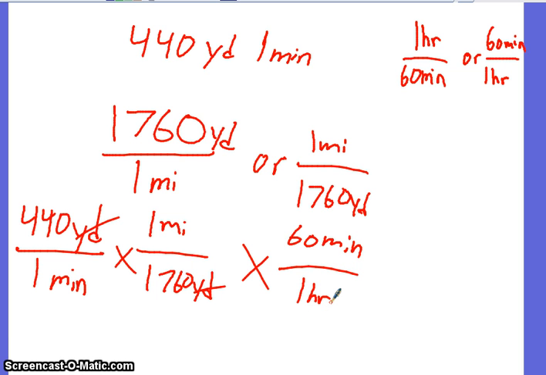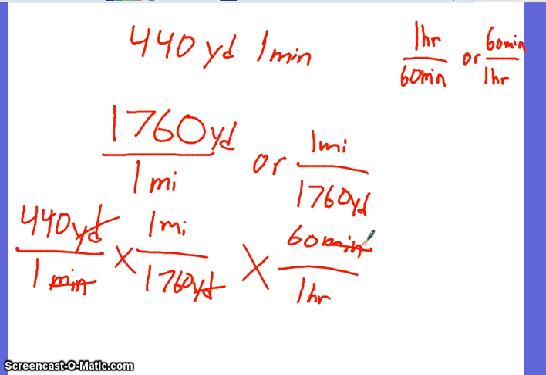Wait, no, because isn't it seconds? Then you can take out the seconds. That crosses off minutes. So I wrote 440 yards over 1 minute. That means I cross off minutes here and here. Yards are gone already. So I need to do 440 times 60 divided by 1,760.